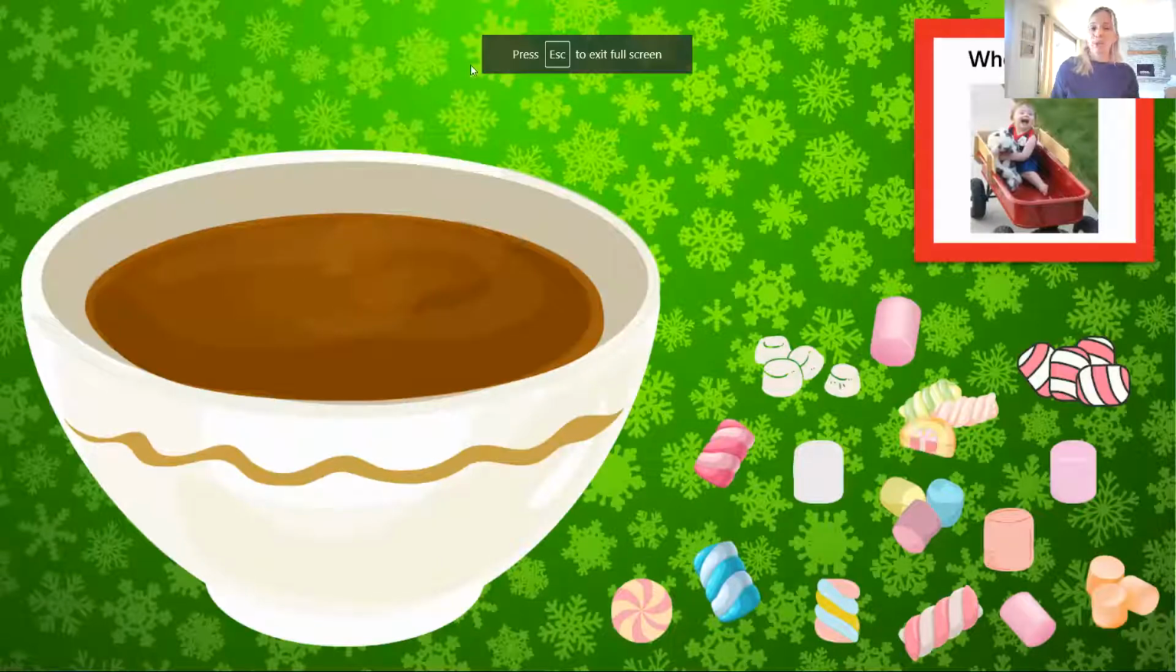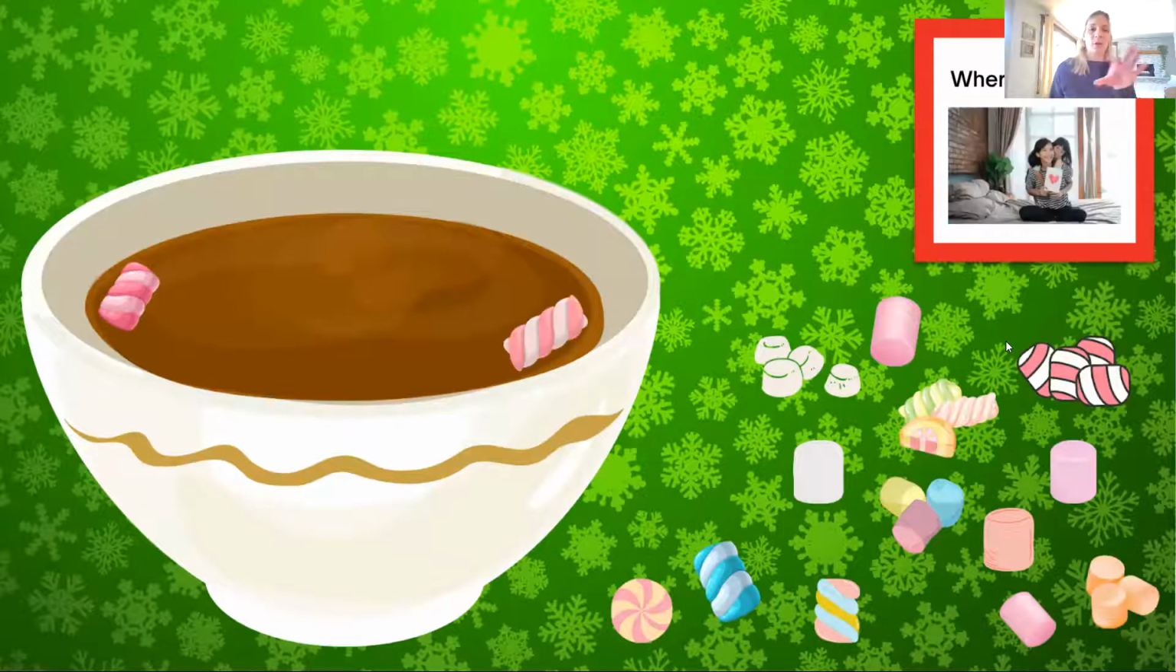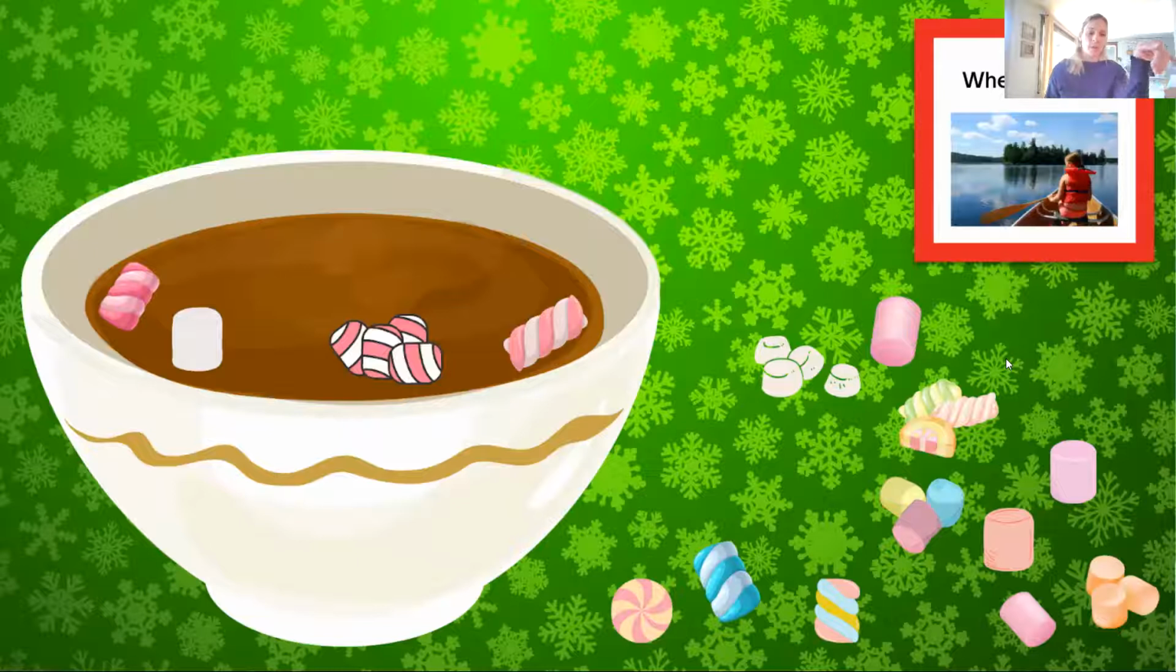And you have these cards over here, and you have marshmallows over here. Every time a child answers a question, a marshmallow pops in the chocolate when you click the screen. So where is this child? He's in the wagon. Where is this child? In the pool. So after they answer their WH questions, the marshmallows jump in.